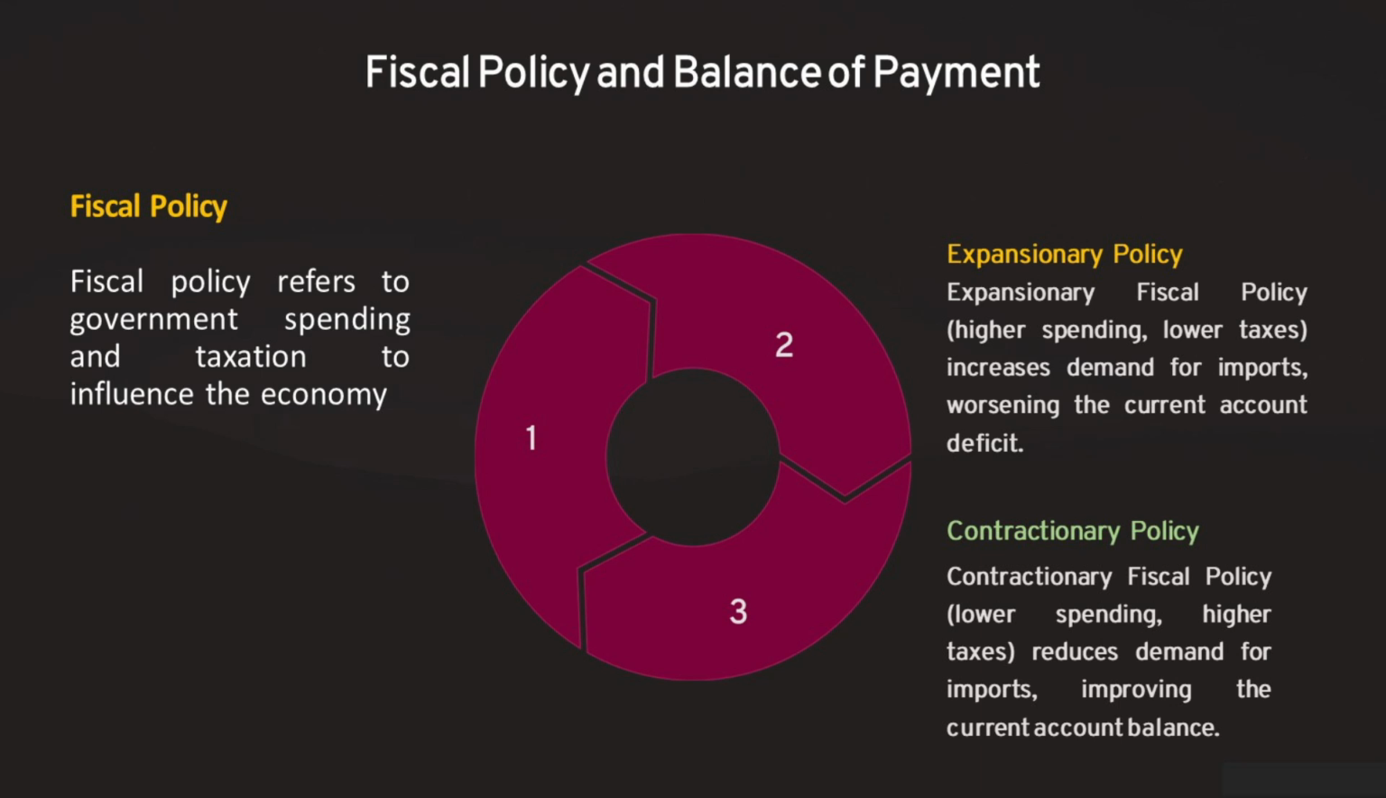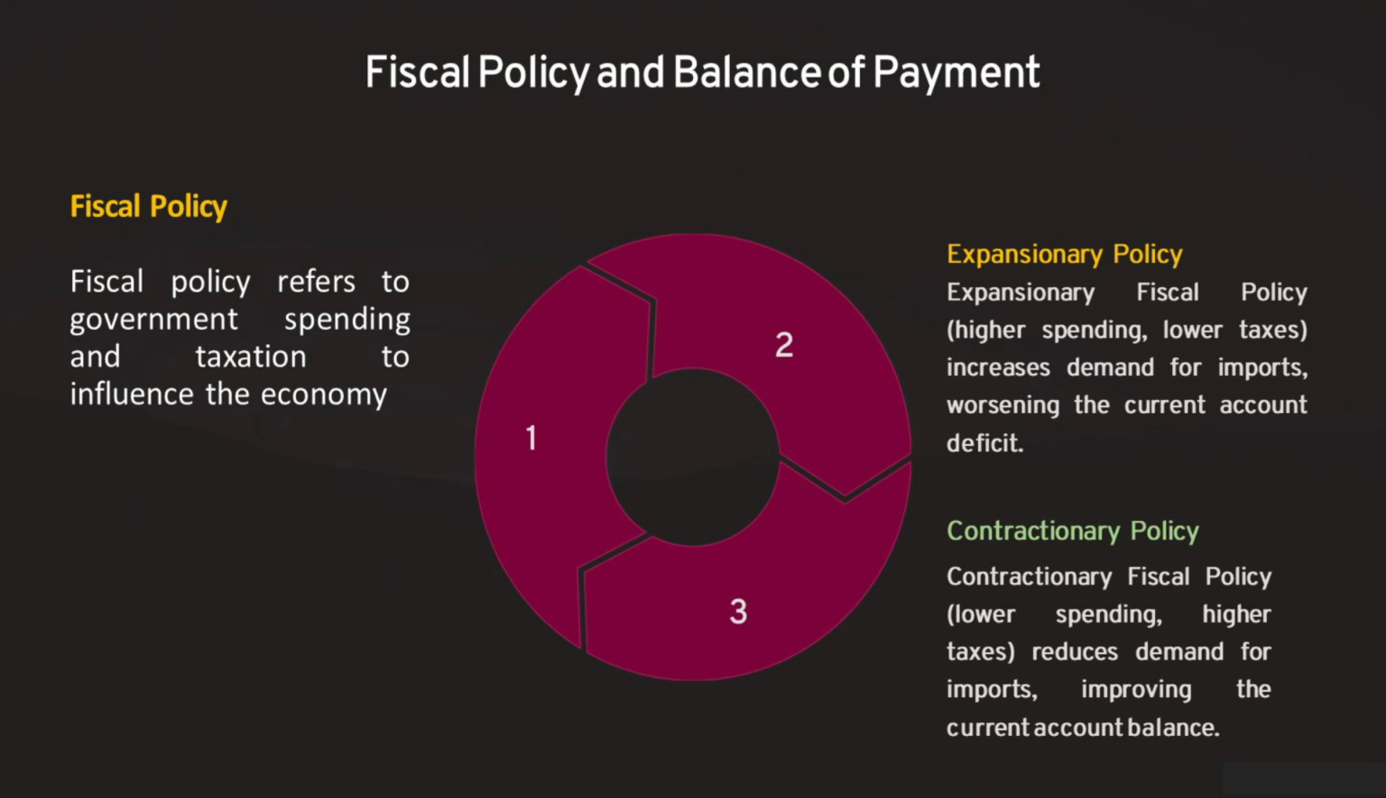And as a result, in case of expansionary fiscal policy, what basically happens? Expansionary fiscal policy can attract foreign capital inflows, that is, a financial account surplus. So that is why expansionary fiscal policy has an impact in terms of worsening the current account deficit because of higher spending as compared to taxes.